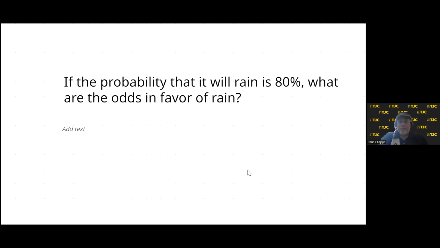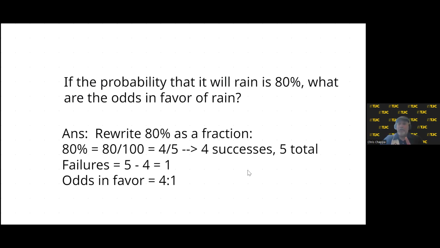All right, so thank you for letting me do a little bit of extra there, but I just wanted to mention what you would do if you were trying to convert a probability to odds, but your probability was given as a percent. The short answer is turn it into a fraction.